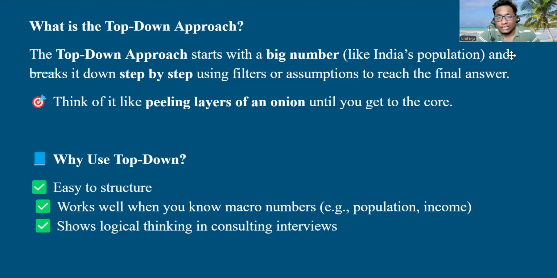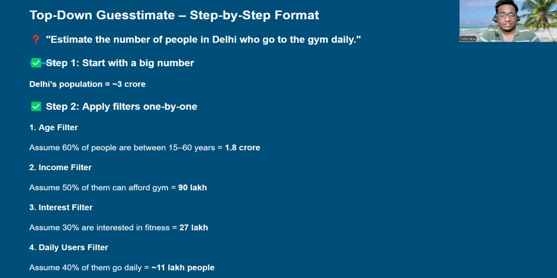It works well when you know macro numbers. If you know the big numbers, that's enough. It shows logical thinking in consulting interviews. Not only in consulting interviews, but it also shows logical reasoning and thinking in product management, analytics interviews, and all those things. So in this slide, let's see an example of a top-down guesstimate. We will be solving the guesstimate with the help of the top-down approach.